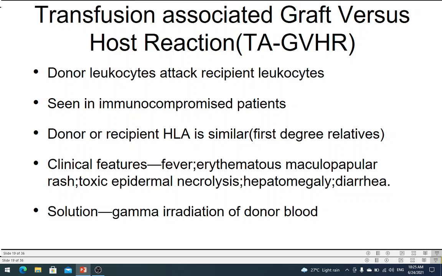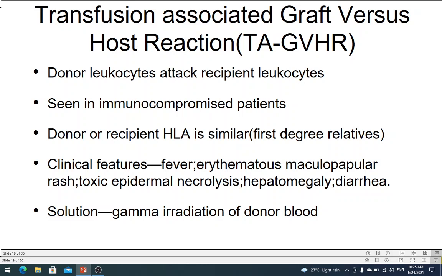The recipient is immunocompromised. The body cannot put up a good defense. It cannot destroy the leukocytes in the donor blood. So what happens? The leukocytes in the donor blood take advantage of this and attack the lymphatic system, the leukocytes of the recipient. The reverse takes place. You understand? Usually it's the host that reacts to the graft, isn't it? In a transplant, here it is the other way around. The leukocytes in the donor blood are reacting against the recipient's blood. So you get this graft versus host reaction.